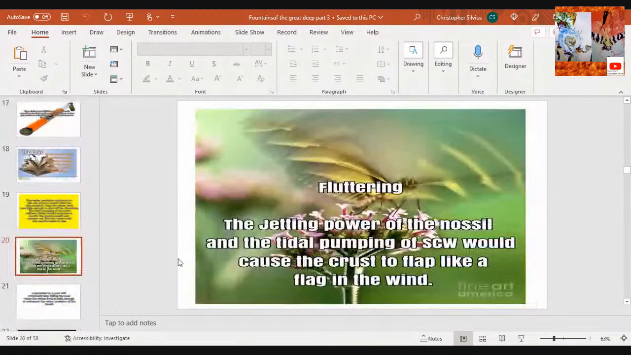So what that means is the crust of the earth is fluttering during this time until the water stops rising. This is what the Earth is going to be doing, moving up and down. The jetting power of the nozzle, especially for the first 40 days and 40 nights, combined with the tidal pumping of the moon and the supercritical water, is a lot of force during those 40 days and 40 nights. It would cause the crust to flap like a flag in the wind.